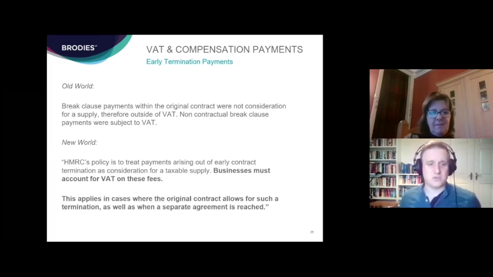Now, HMRC's policy broadly, and this is a quotation from their guidance, is to treat payments arising out of early contract termination as consideration for a taxable supply. Businesses must account for VAT on these fees. This applies in cases where the original contract allows for such a termination, as well as when a separate agreement is reached. So what they're doing is effectively collapsing that distinction between contractual and non-contractual payments.